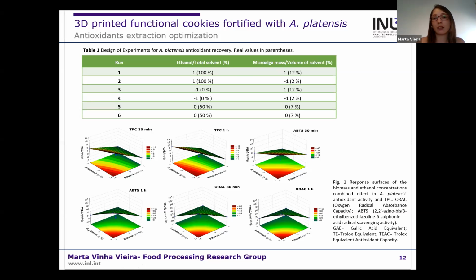Here, seeing the response surfaces from the design of experiment, we can see in the graphics, in the red part, that the best condition for the extraction was always using 2% of microalgae mass, which is the lowest amount of microalgae mass, and the lowest amount of ethanol, which was 0% ethanol, meaning 100% water. So this condition was selected to extract the antioxidants from A. platensis to be incorporated in a cookie dough.